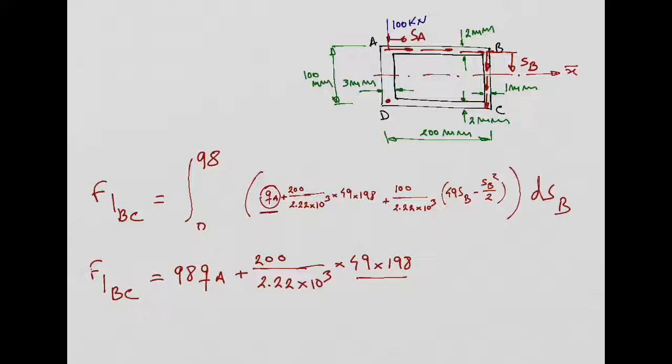All right, so let's recap. So I did the primitive of this one, which is 98 QA. This is correct, right? Now this one here, I need to multiply by 98, right? This here is a constant, so I need to multiply by 98. Now this one here, plus 100 over 2.22 times 10 power 3, times 49. Now, the primitive of SB is SB squared over 2. So if I replace SB by 98, I will have 98 squared over 2.